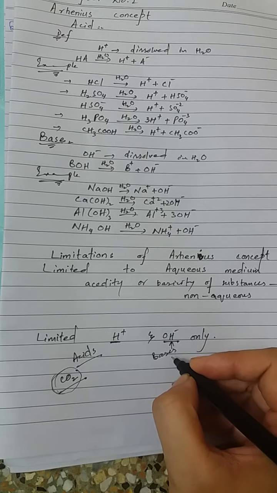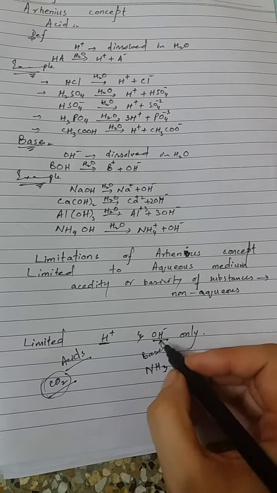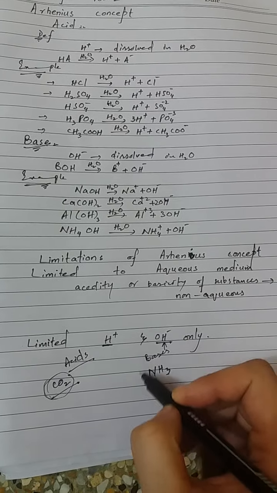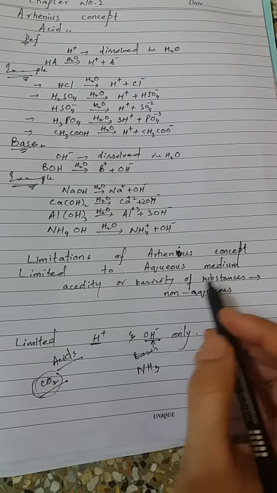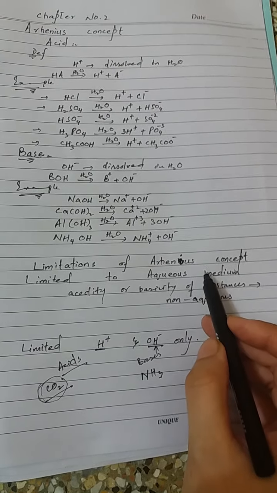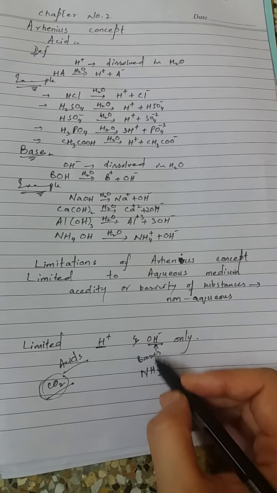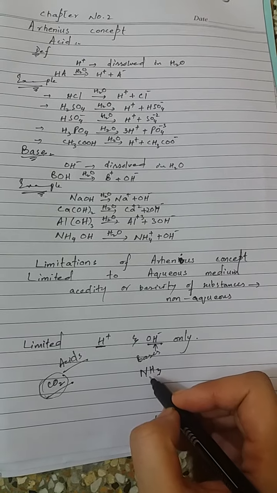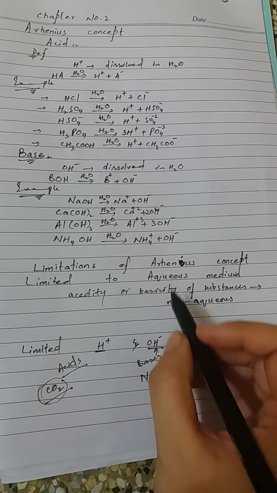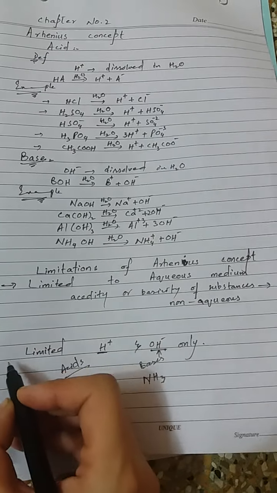Similarly, bases such as NH3, it is a base, but here it does not have any hydroxide ion. According to Arrhenius concept, bases are those species which produce hydroxide ion. So here NH3 does not have hydroxide ion, but still it is basic in nature. So here there are two drawbacks or two limitations of this Arrhenius concept.